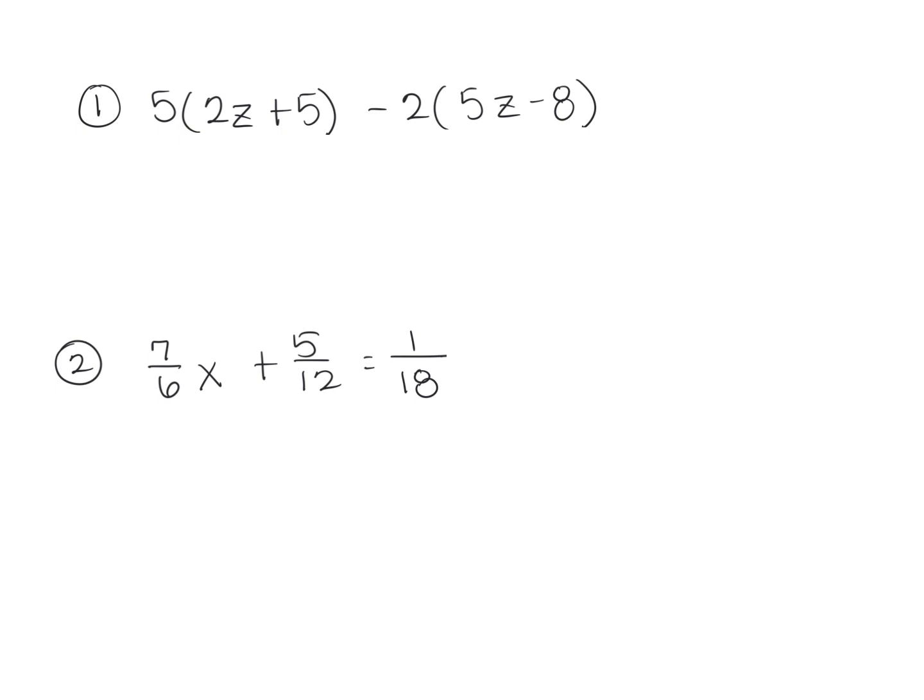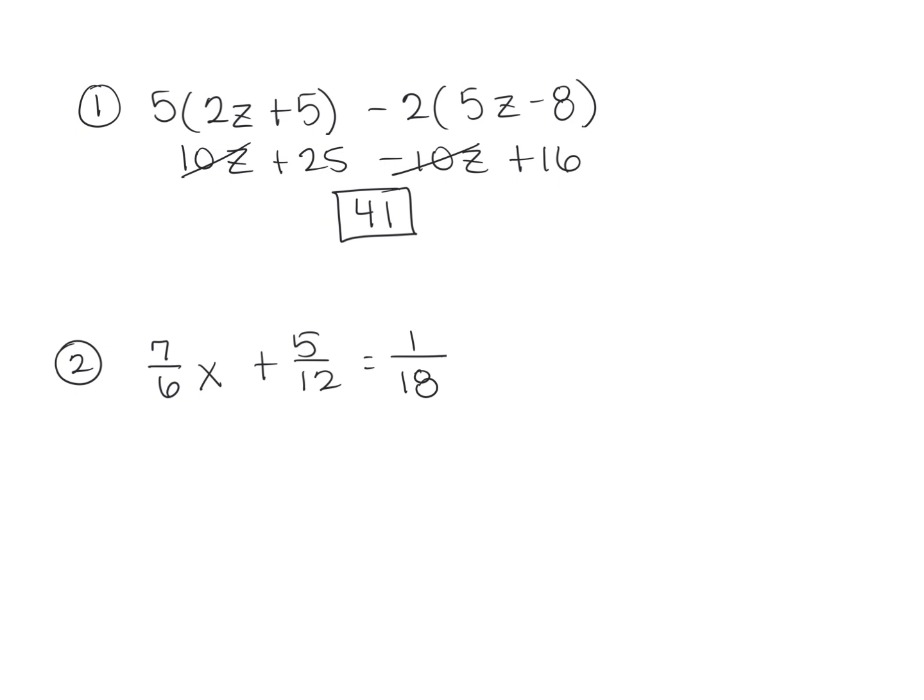So in number 1, we have to get rid of the parenthesis sets. So we have 10z plus 25 minus 10z, and then a negative times a negative makes it positive 16. So at this point, I know that the 10z's are gone, so 25 plus 16 gives me an answer of 41.